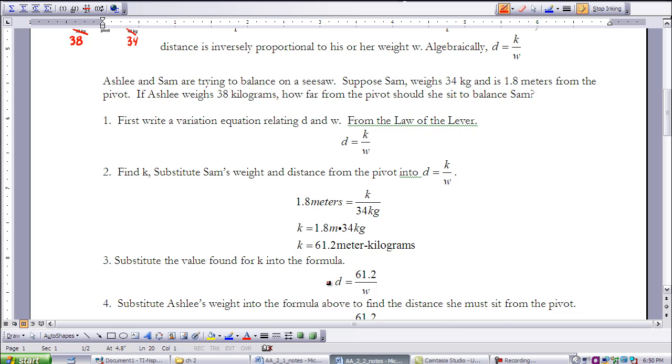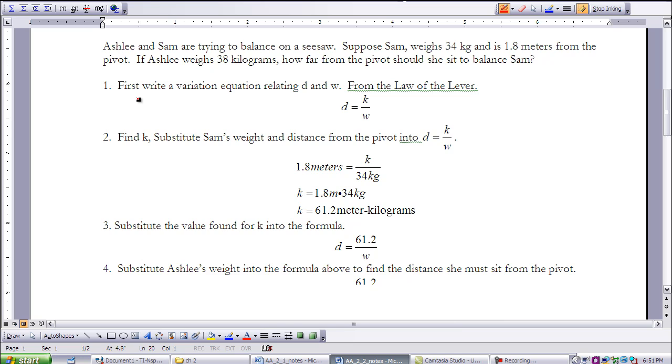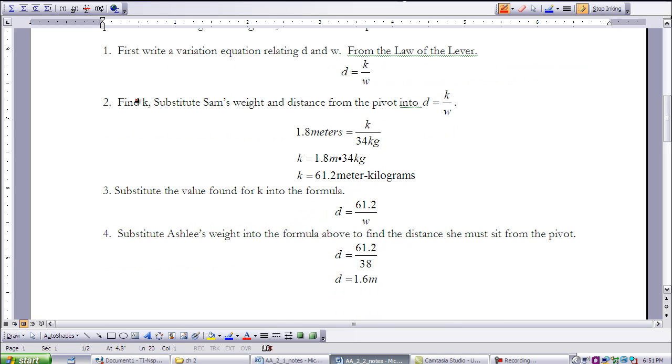And so now we can go ahead and answer the main question that we were trying to answer from the beginning. If Ashley weighs 38 kilograms, how far from the pivot should she sit to balance Sam? So we substitute Ashley's weight into the formula above to find the distance she must sit from the pivot. So 61.2 is our value for k. Her weight was 38 kilograms. So d, the distance from the pivot, would be 1.6 meters.